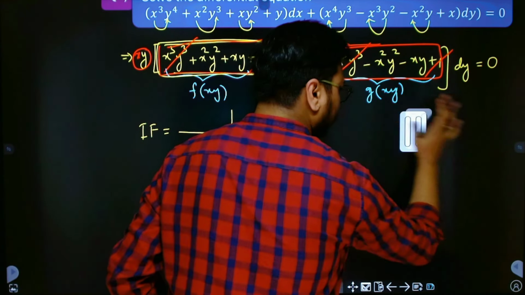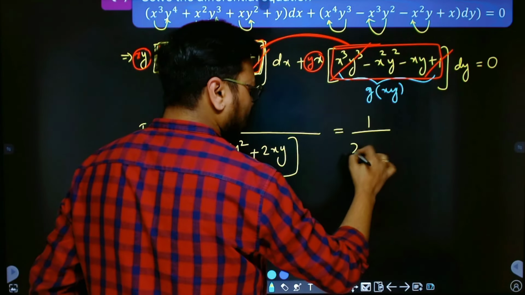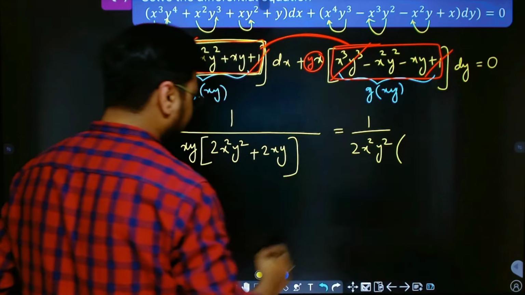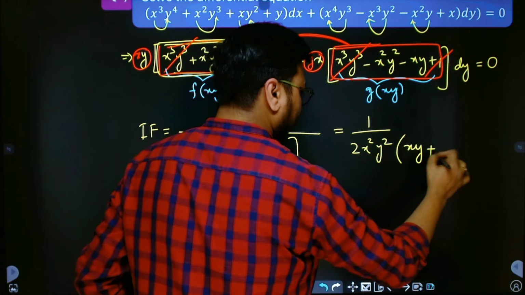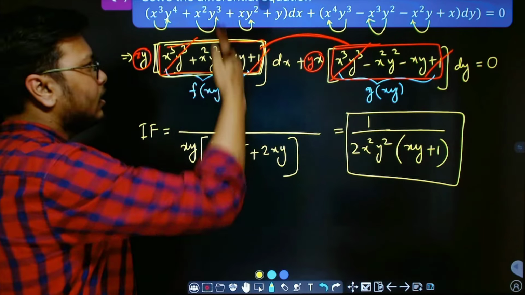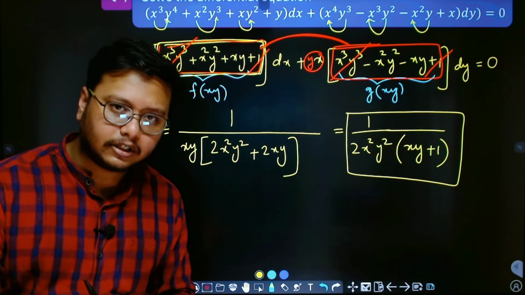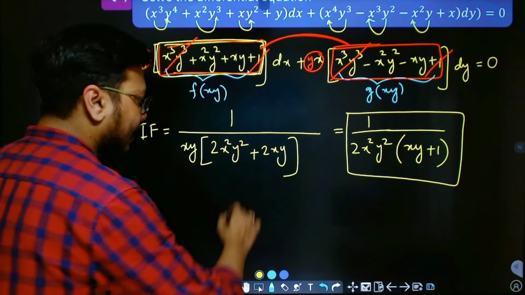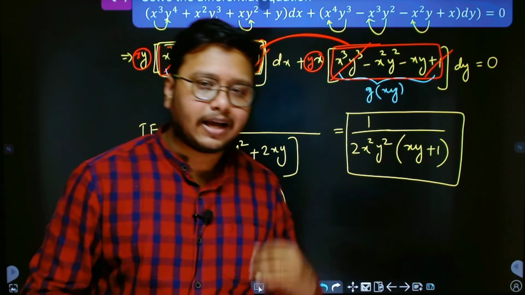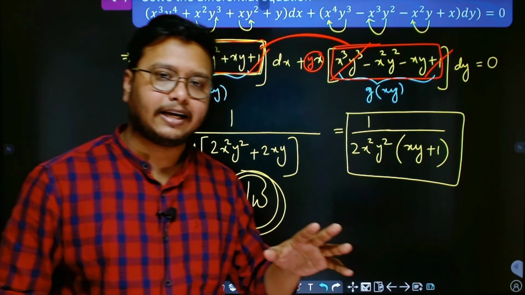I can simplify this one more line. I can take 2x square y square completely common outside, and I am left with xy plus 1. And now again you are going to multiply the integrating factor on both sides of the equation, integrate term by term, get the answer. So again I'm leaving that as your homework, which you can do, right? And you can comment me the answer. I'll verify it for you whether that's correct or not.